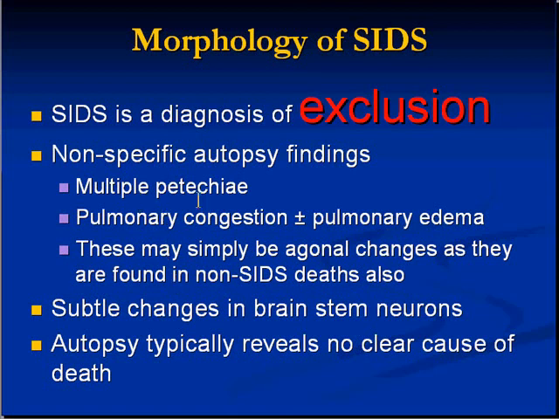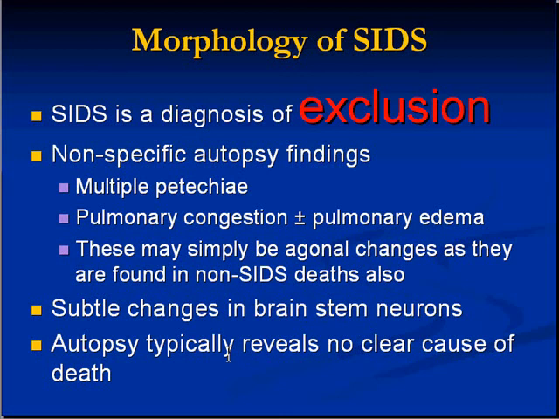There are often a lot of nonspecific findings that you might find in any case where there's been some type of anoxia, like multiple petechiae, pulmonary congestion, and pulmonary edema. These are all nonspecific terminal events, regarded as agonal changes that occur in people that die, no matter what the cause is. Sometimes there are subtle changes in brainstem neurons, but I'm not going to show you a picture because they're inconsistent.